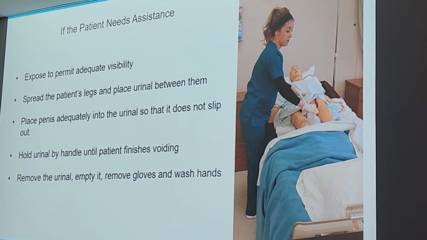Alright, so you would hold the urinal by the handle, and you would also hold the patient's penis if they can't. And then once they're done using the urinal, you would just empty it in a restroom and then dispose of it. Obviously, remove your gloves and wash your hands.